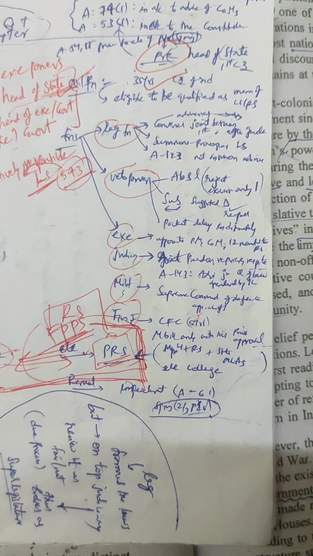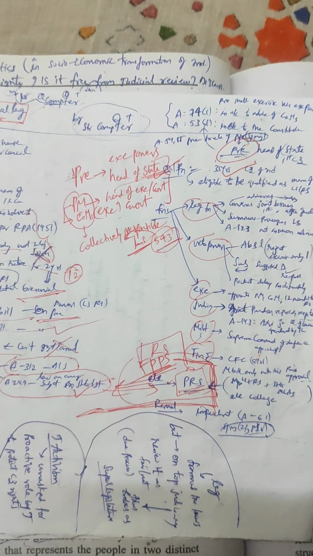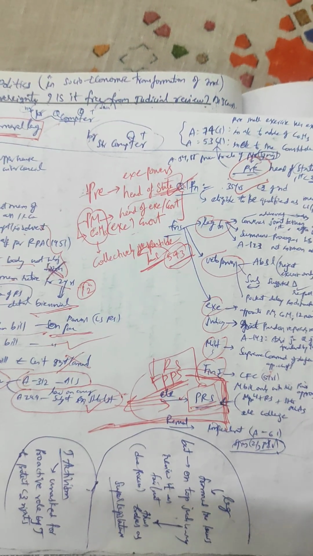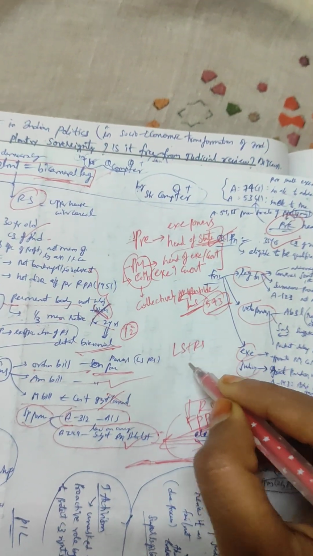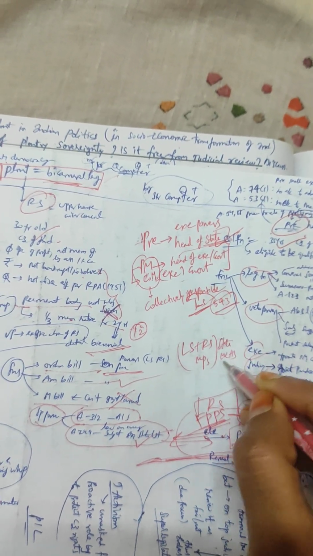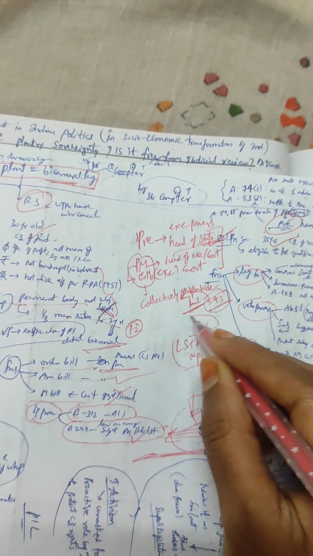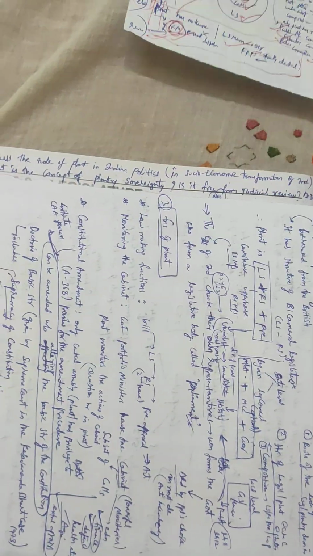For the president, it will be an electoral college based on state legislative assemblies, MLAs, and the Lok Sabha and Rajya Sabha MPs. So for the president, it is Lok Sabha plus Rajya Sabha MPs and state MLAs. All of them will elect the president. Okay. So now these functions I shall tell you.